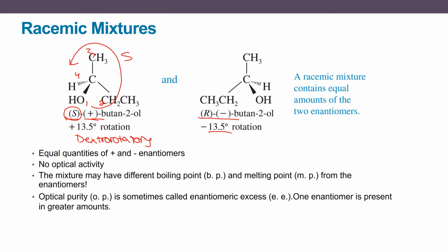Okay, so if you have a 50-50 mixture of these two enantiomers, 50% one, 50% the other, we call it a racemic mixture. And if we shine plane polarized light through it and try to measure the degree of rotation, it would be 0. So there is no optical activity in a racemic mixture, because they cancel out. And that mixture might have a different boiling point, different physical properties from the pure enantiomers. So we can refer to the optical purity of a mixture.